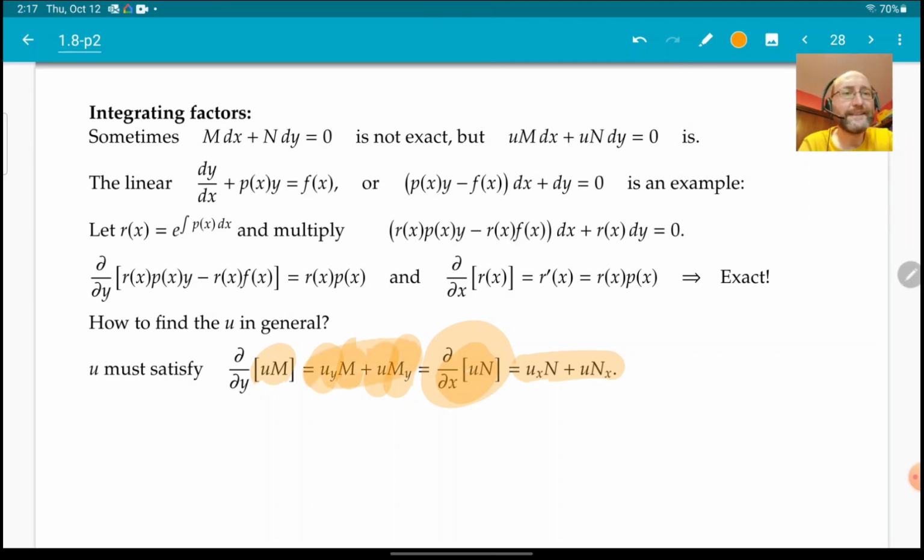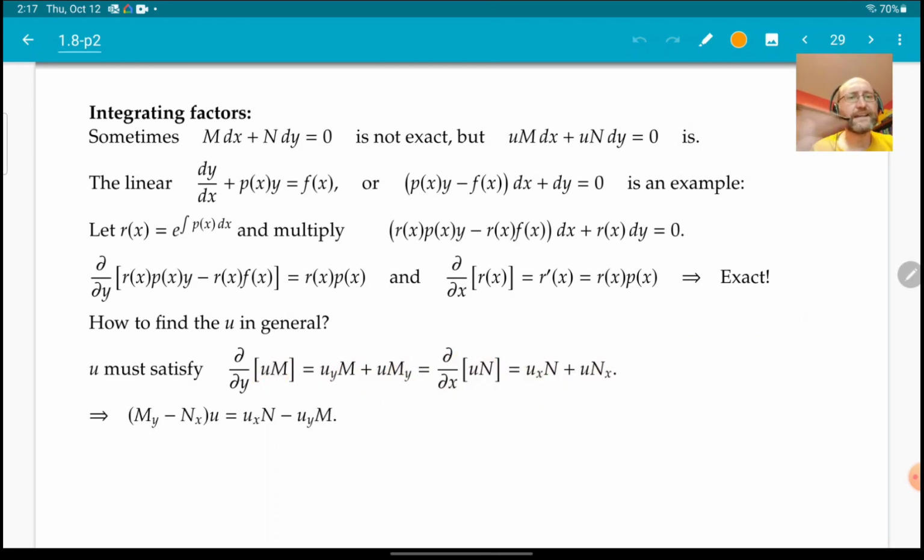So this thing has to be equal to this thing, right? And I can move things about, right? Basically, I do this, and that's one way to write it. Another way to write it is this thing, right? I can move this term and this term to one side, and this term and this term to the other side, and then I can factor out u, and I get this equation over here.